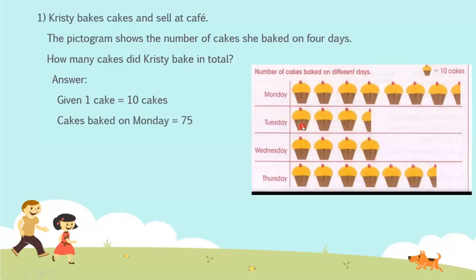What about Tuesday? 10, 20, 30, 35. So that is 35. What about Wednesday?